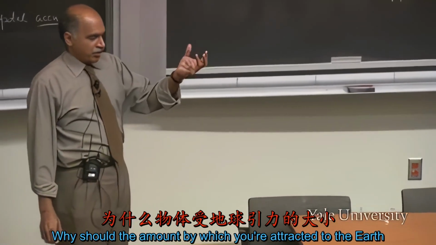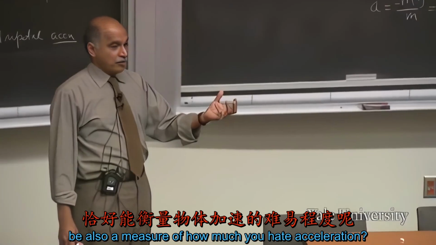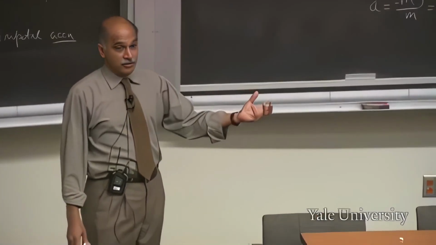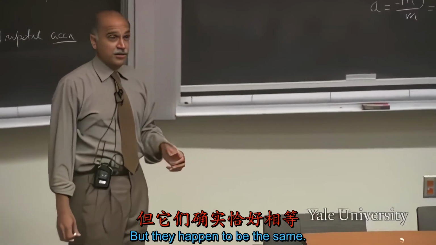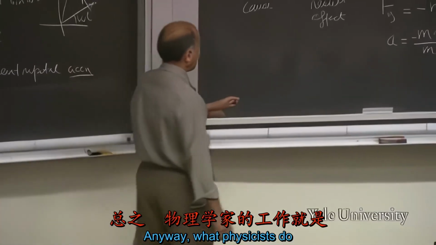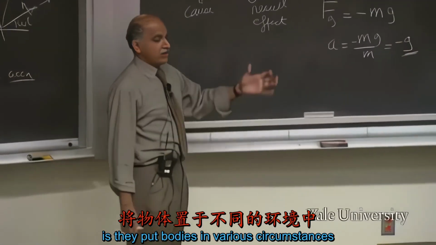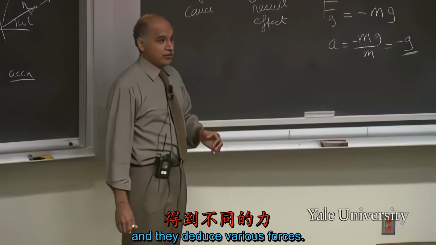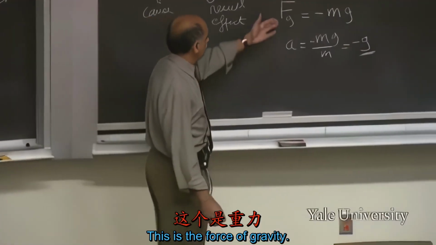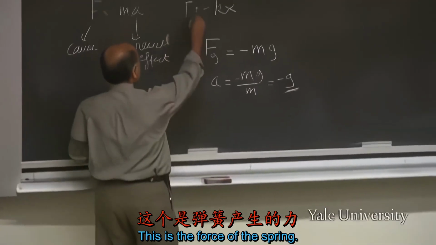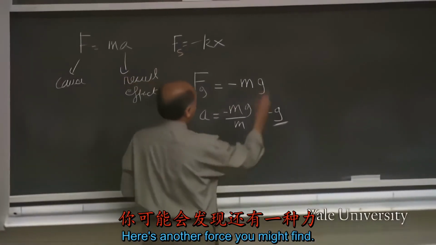Why should the amount by which you're attracted to the earth also be a measure of how much you resist acceleration? Two different features, right? But they happen to be the same. Anyway, what physicists do is they put bodies in various circumstances and they deduce various forces. This is the force of gravity. This is the force of the spring. Here's another force you might find.